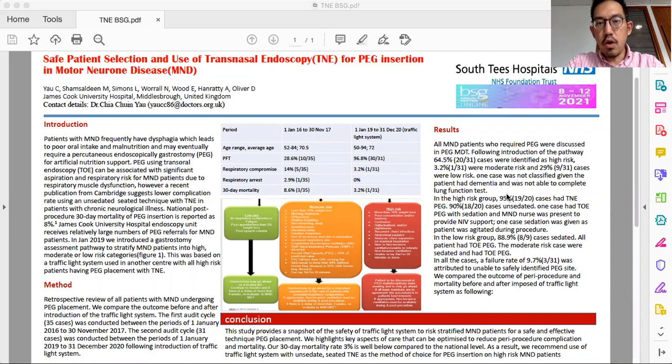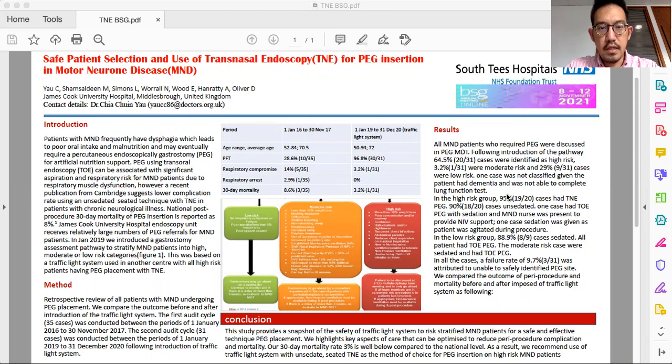PEG using transoral endoscopy can be associated with significant aspiration and respiratory risk for motor neuron disease patients. A recent publication from Cambridge suggests a lower complication rate using an unsedated, seated technique with TNE in patients with chronic neurological illness. James Cook University Hospital endoscopy unit receives a relatively large number of PEG referrals for MND patients.